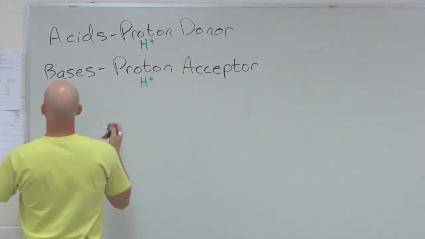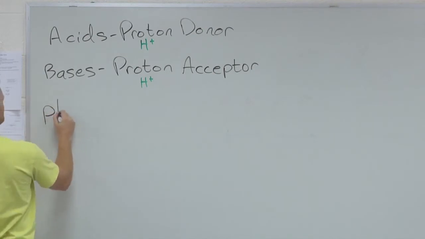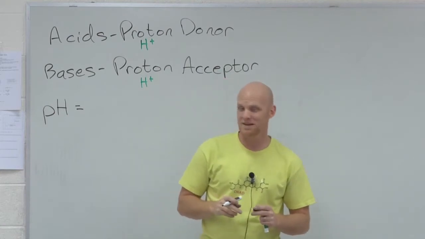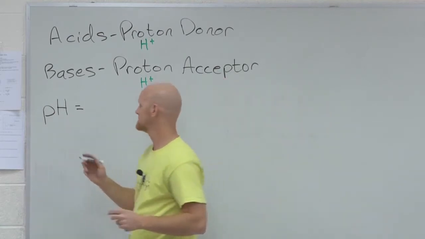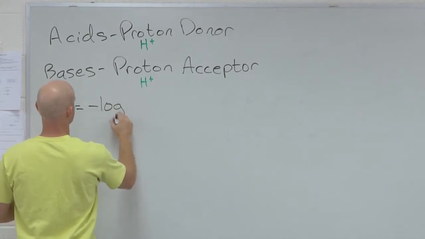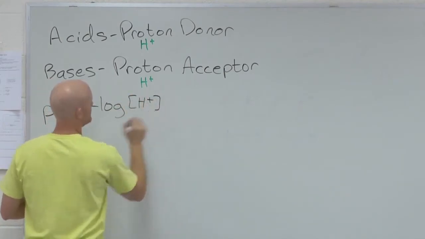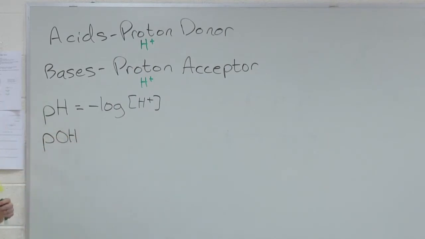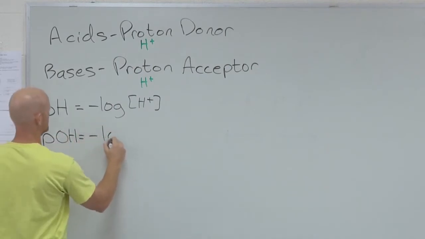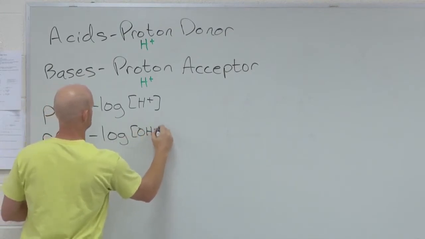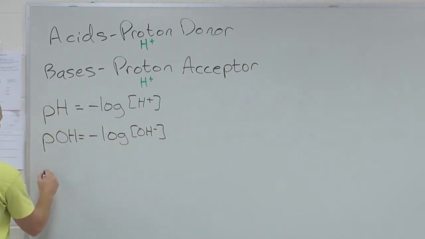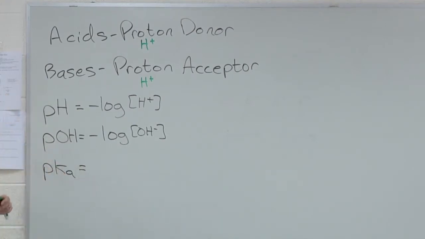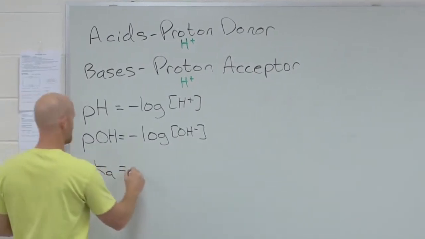All right, so we got to go over some really old school definitions for some calculations we'll do. pH, what does pH mean? Negative log of H plus. What does pOH mean? Cool, negative log of OH minus. What does pKa mean? Negative log of Ka.